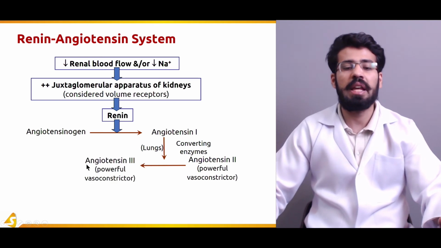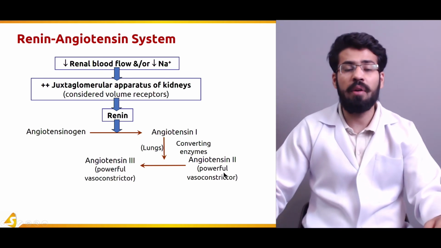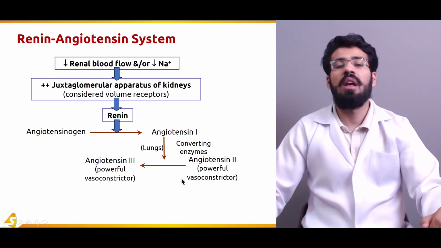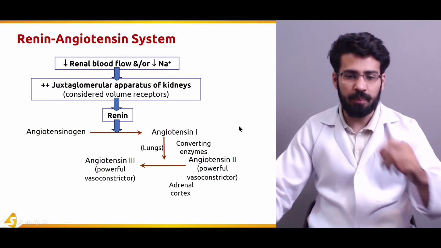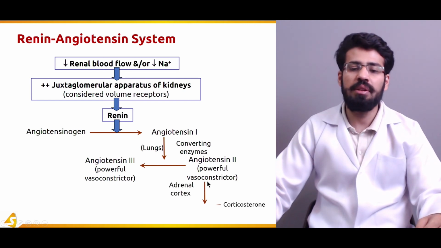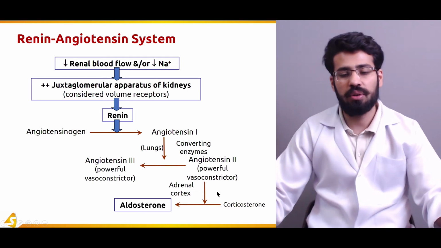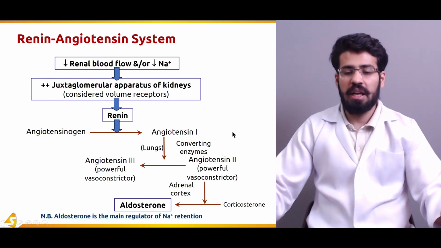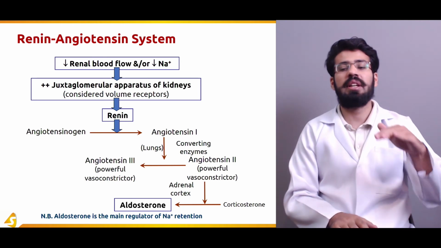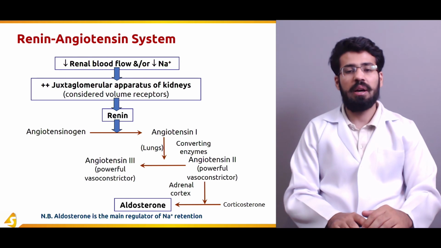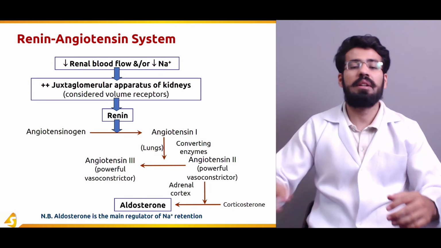Angiotensin 2 is then converted into angiotensin 3. Angiotensin 2 and angiotensin 3 are very powerful vasoconstrictors and cause constriction of the blood vessels within seconds. Now, angiotensin 2 in the adrenal cortex will convert corticosterone into aldosterone. This aldosterone plays a very vital role because aldosterone is the main regulator of sodium retention. When the level of aldosterone increases, it will cause the reabsorption of sodium from the collecting tubules.